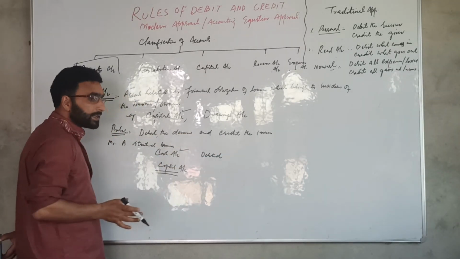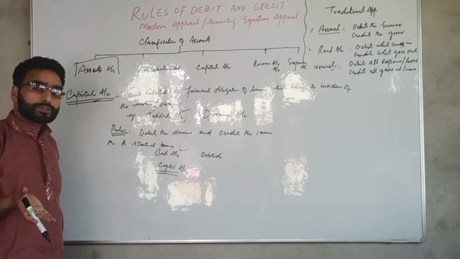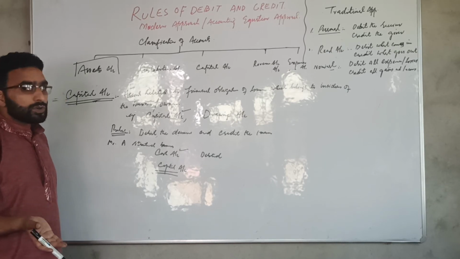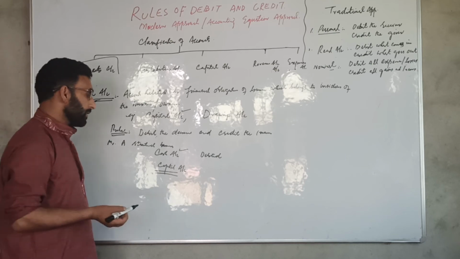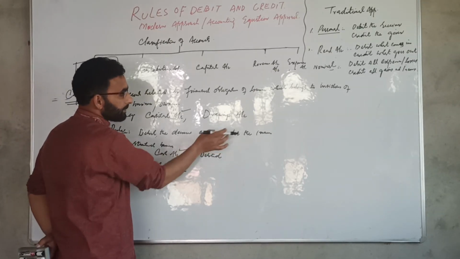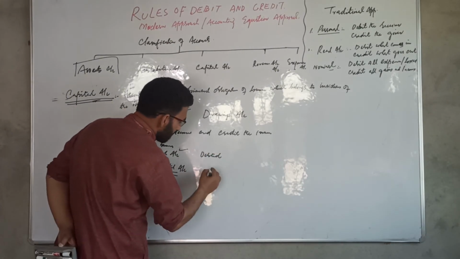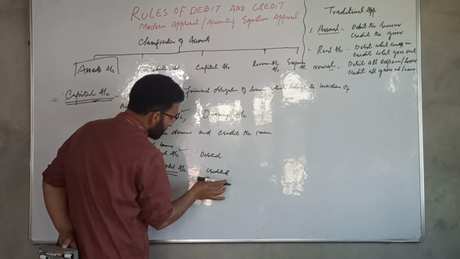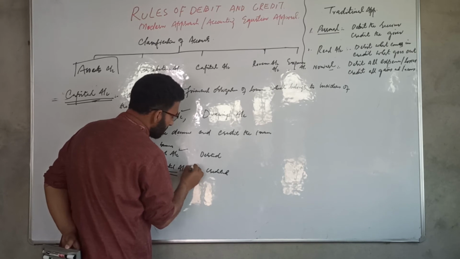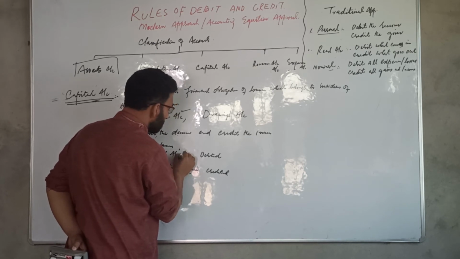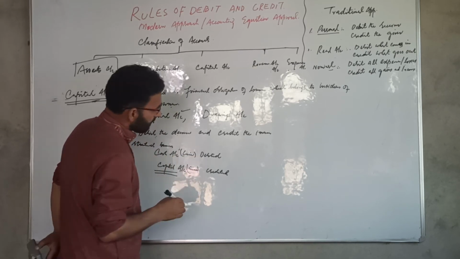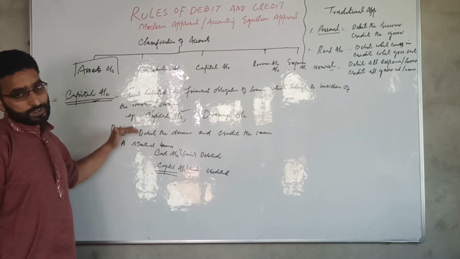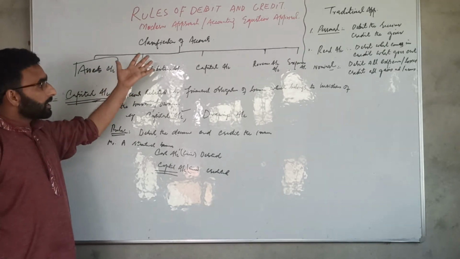The capital account got increased here. When cash or anything is introduced in the business, the capital account goes up, it is increased. So when there is an increase, the capital account is credited. Now we have learned how the rule affects assets accounts, liabilities accounts and capital account.